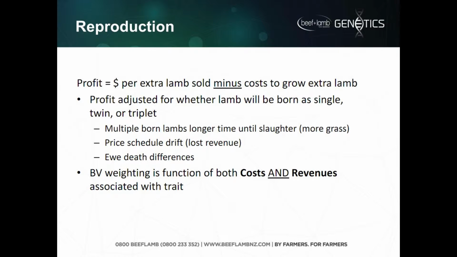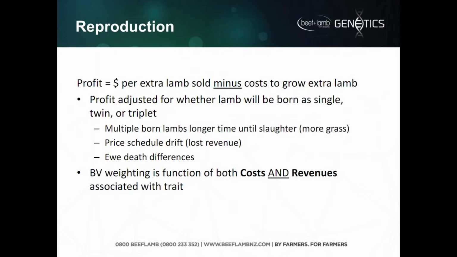So 3 lambs is 3 carcasses, but you have to look at the extra costs that it requires to grow that lamb. So the profit calculation that we work on is adjusted for whether the lamb will be born as a single, a twin, or a triplet. And one of the exercises we have actually done is looking at selecting for singles, twins, and triplets separately. But if you look at the costs, multiple lambs take longer to get to slaughter, so you've got to feed them more. You can lose money because the price schedule drifts down. If you can get your lambs growing fast, you get that early season premium.